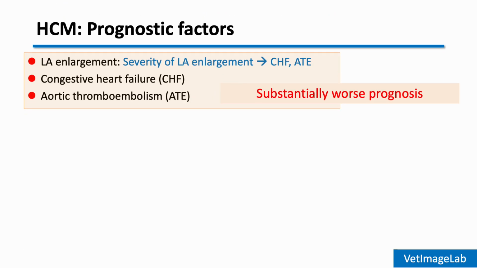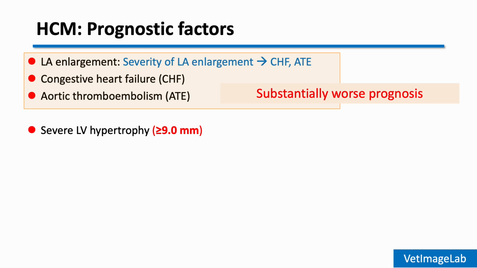Once we confirm the diagnosis of hypertrophic cardiomyopathy, the next important step is to assess the prognosis. Several echocardiographic and clinical factors are associated with a significantly worse outcome. First, left atrial enlargement is one of the strongest prognostic indicators. The severity of LA enlargement is closely linked with the development of congestive heart failure and aortic thromboembolism. Once either CHF or ATE occurs, the prognosis is substantially worse.